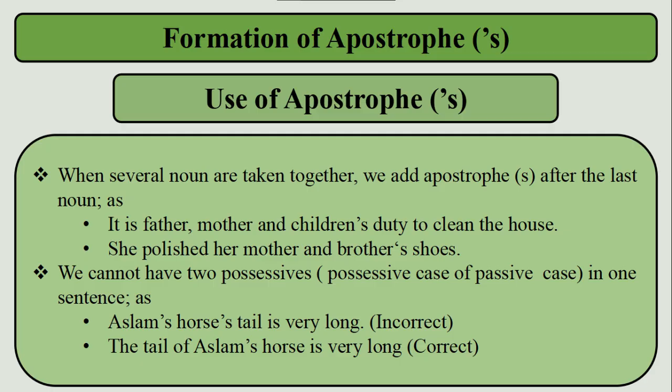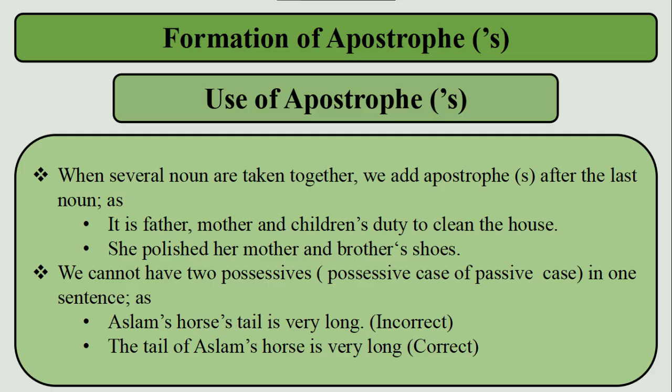And crucially, avoid the double possessive. You wouldn't say "Aslam's horse's tail is long." It sounds clumsy. Right. How would you fix that? You'd use "of." The tail of Aslam's horse is very long. Much clearer.